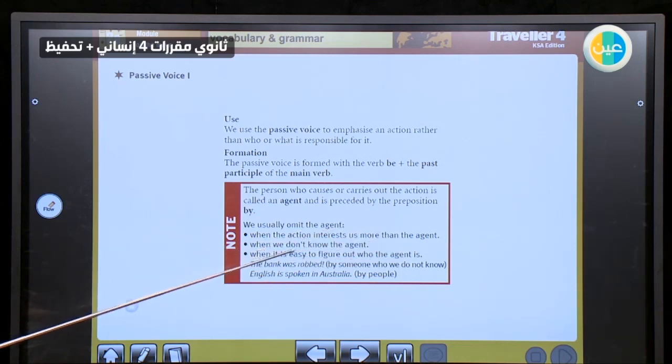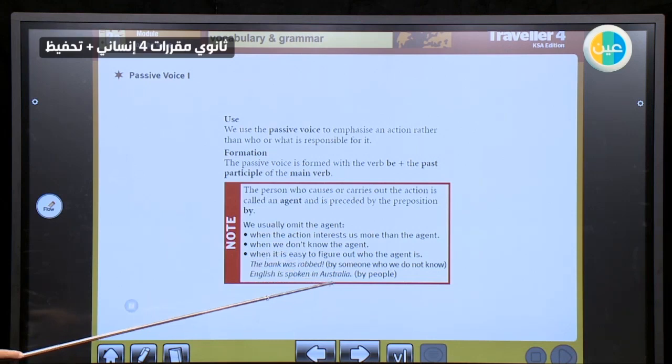or we don't know the agent, or when it is easy to figure out who the agent is. For example, here the bank was robbed by someone we don't know. So we have be in the past, which is was, plus the past participle robbed. English is spoken in Australia. By whom? By people. This is easy to guess, easy to figure out.